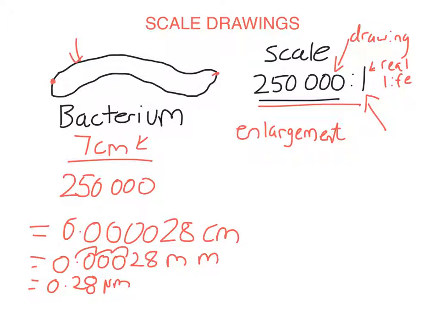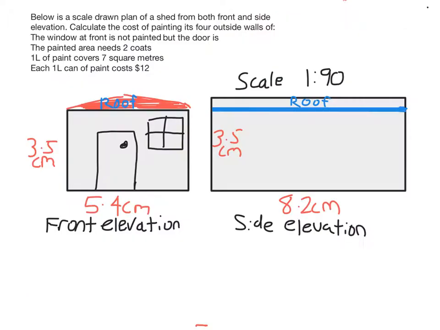Okay, so that's an example. We divided because this was an enlargement, because this is larger than the original. We'd end up multiplying if the scale drawing was smaller than the real life object. And we'll see that in the next example, but the next example has a bit more to it. So please pause and copy this down if you need.